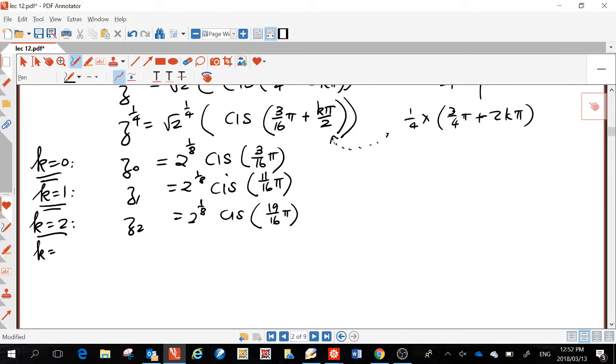K equals 3. Z3 equals 2 to the 1/8 size. Now it's 3 over 2 here. And 16 is that.